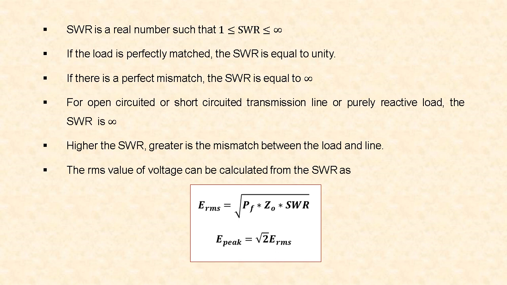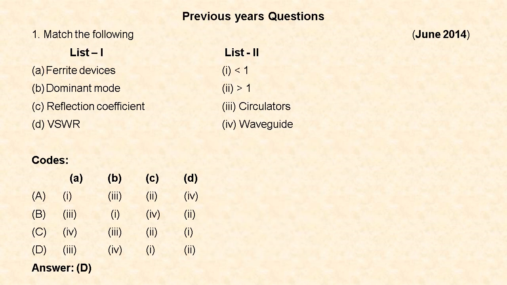The peak value of voltage can be then found by using the formula E peak is equal to square root of ERMS. Next, let us see the previous year's questions.